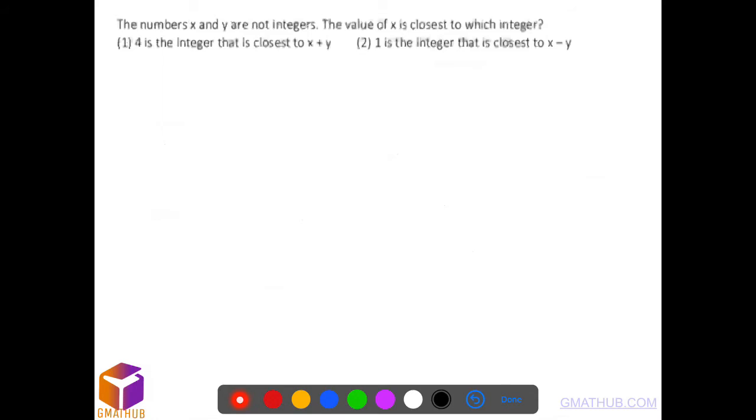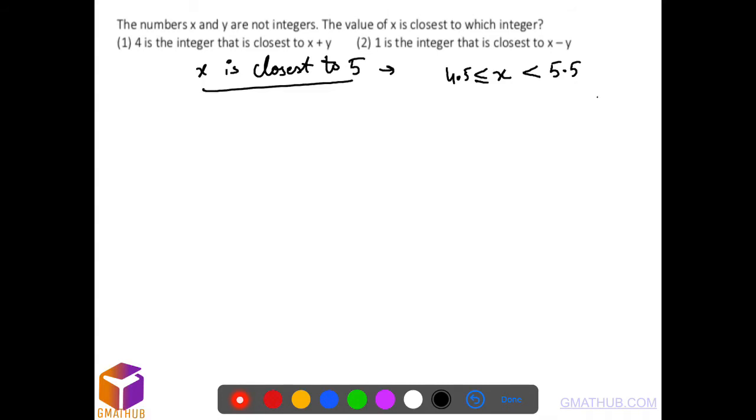This question is similar to your rounding off thing. So if I say x is closest to 5, that means x has to be bigger than or equal to 4.5 but less than 5.5, because 5.5 will round off to 6. So any value between 4.5 and 5.5, where 4.5 is included. If you see, 5.5 is not included, it will round off to 6. That's the whole thing here.